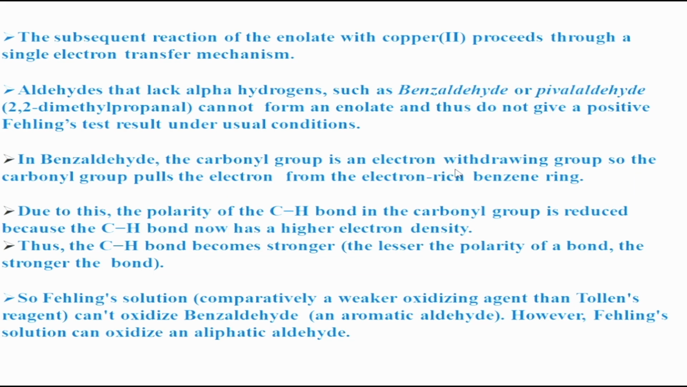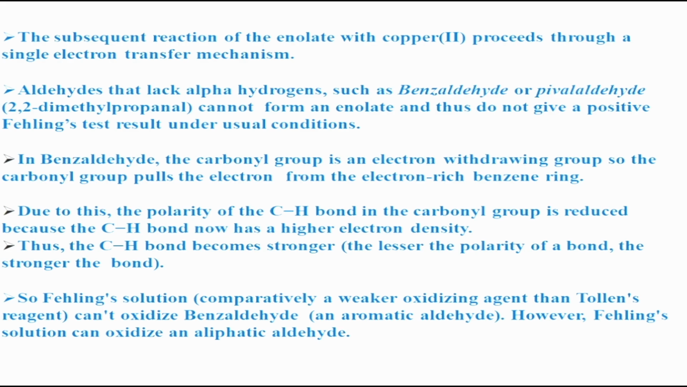Now, the subsequent reaction of the enolate with copper proceeds through a single electron transfer reaction. Aldehydes that lack alpha hydrogen, such as benzaldehyde, cannot form an enolate and thus do not give a positive Fehling test result under usual conditions. Similarly, in benzaldehyde the carbonyl group is directly attached to the electron-rich ring. That's why it is not giving the test.